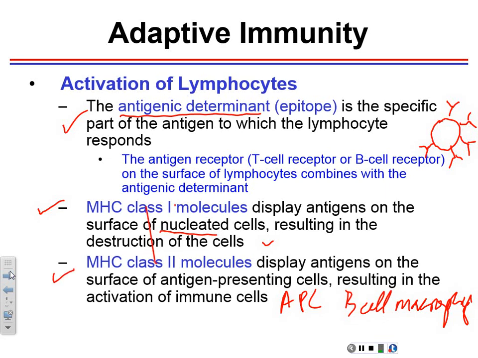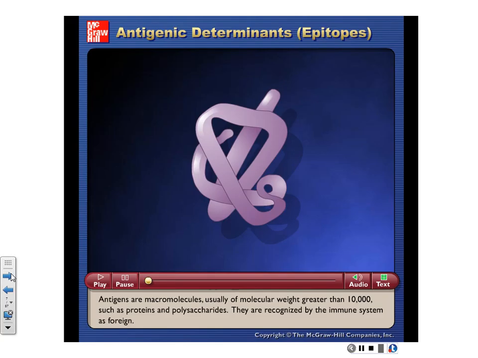MHC1, I need you to know how one is processed, and I'll show you in a little bit, and how MHC2 is processed in terms of how it will exhibit the antigen. So let's play this little animation. There are some cartoons that I want to play, but I'll have you play later on, just so that you can sort of go through this.